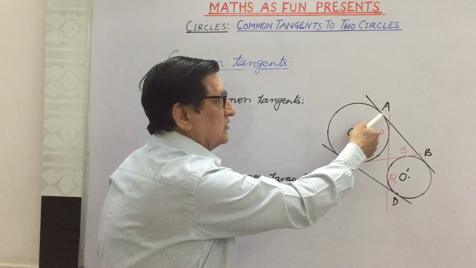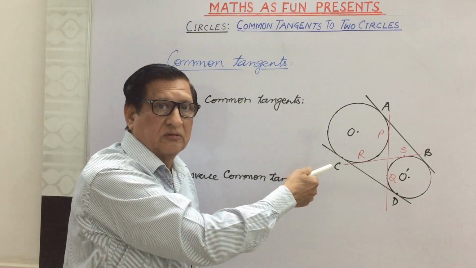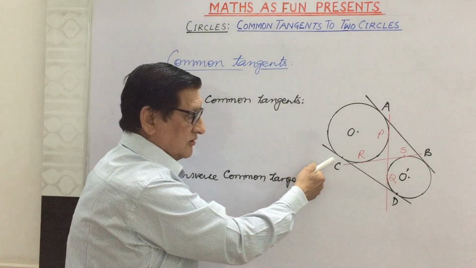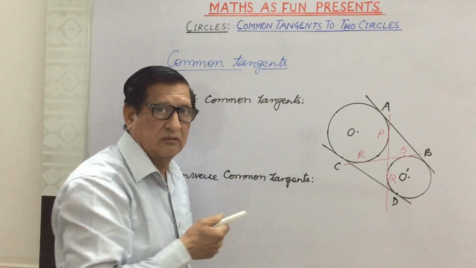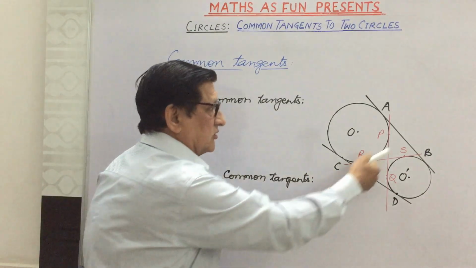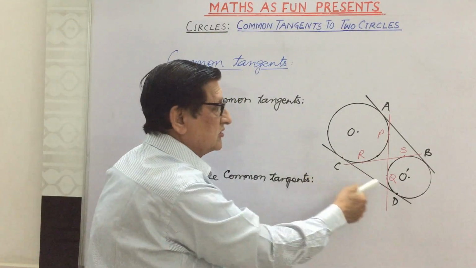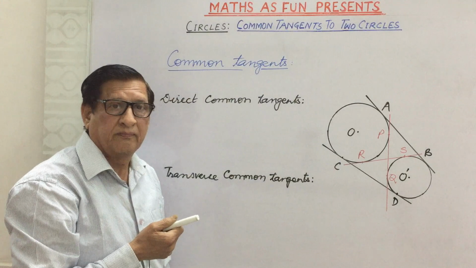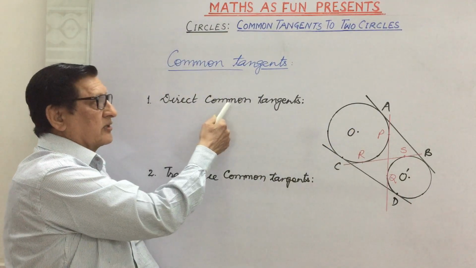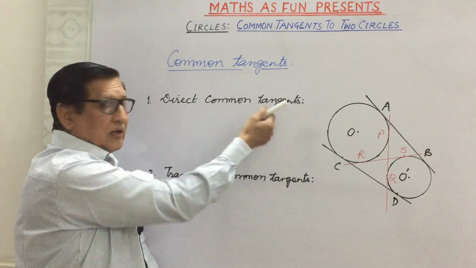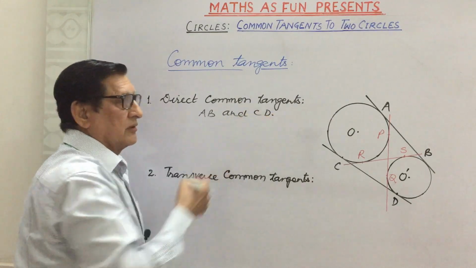It means this is a tangent to both the circles, and that is why it is a common tangent to both. This is another one which is touching at C and D. So these are the two common tangents which are the tangents for both the circles. These tangents are known as direct common tangents, like the ones AB and CD.